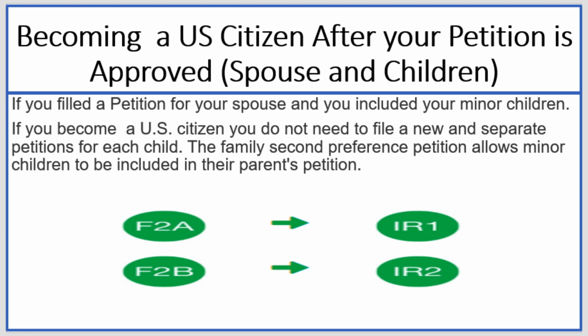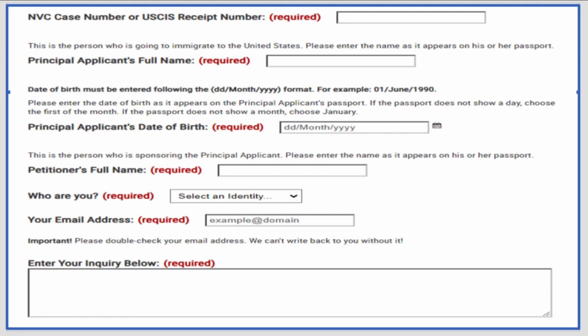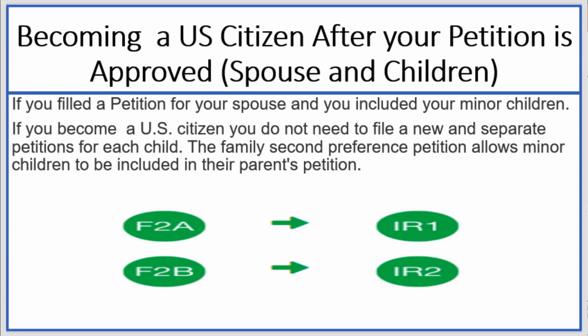What you need to do is send an inquiry to NVC, tell them that you became a US citizen, and they will check your naturalization certificate, because they're going to go through an investigation. They're going to see if you became a US citizen before or after I-130 approval. If they determine that you became a US citizen after approval, it will be okay. So your visa status will change from F2A to IR1 and F2B to IR2, which is good. It will speed up your process, because for immediate relatives, visas are available.